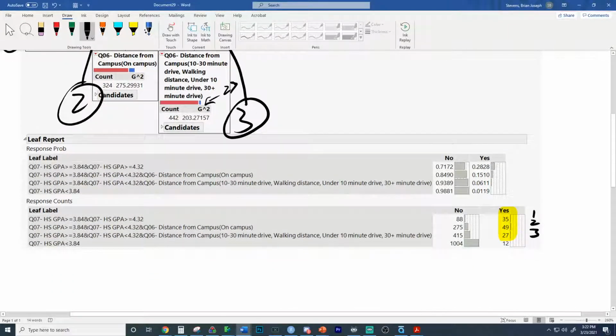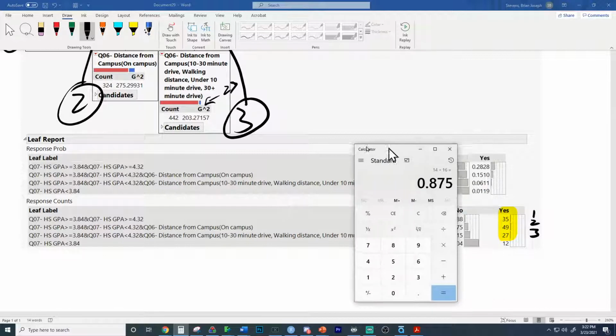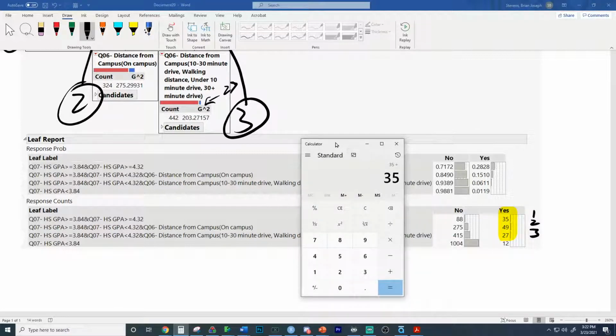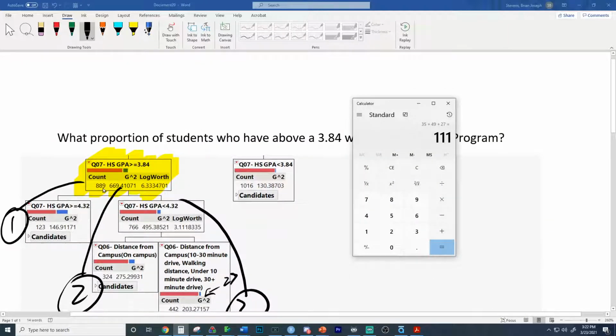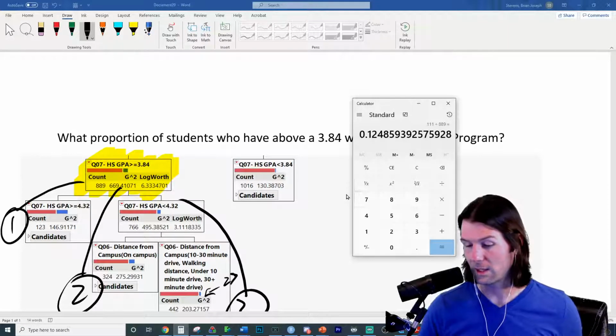So what would we do right here? We would add together these numbers, and we'd get 35 plus 49 plus 27, 111. And let's go back up here, 111 out of this amount right here. So 111 divided by 889, and there we go, 12.48.